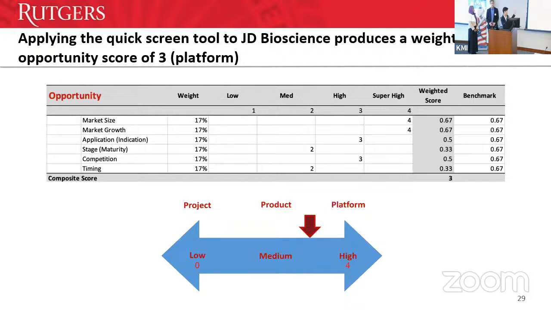And in terms of maturity and timing, it's pretty straightforward. They're startups, so a lot more validation to be made. And on the 3P continuum, the score of 3 lands on platform.